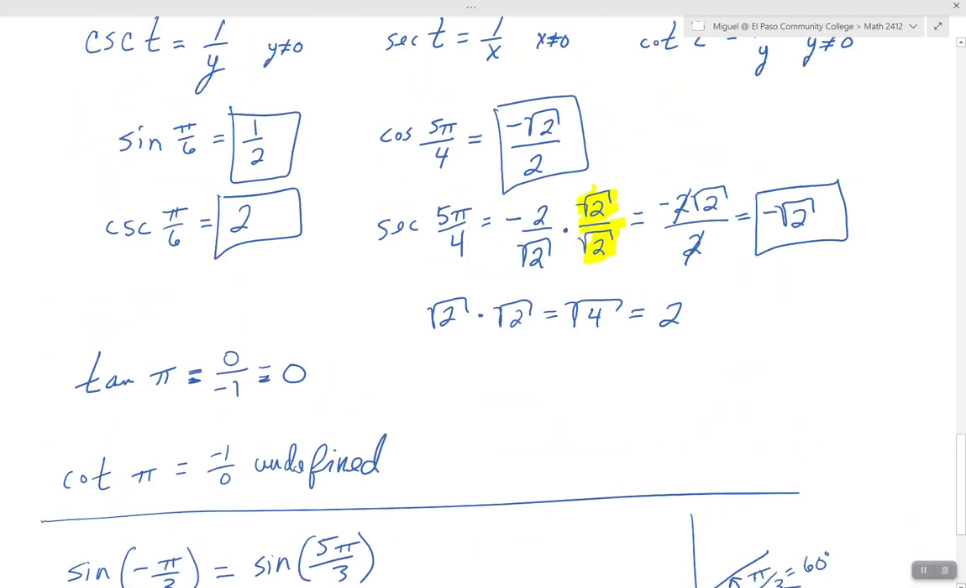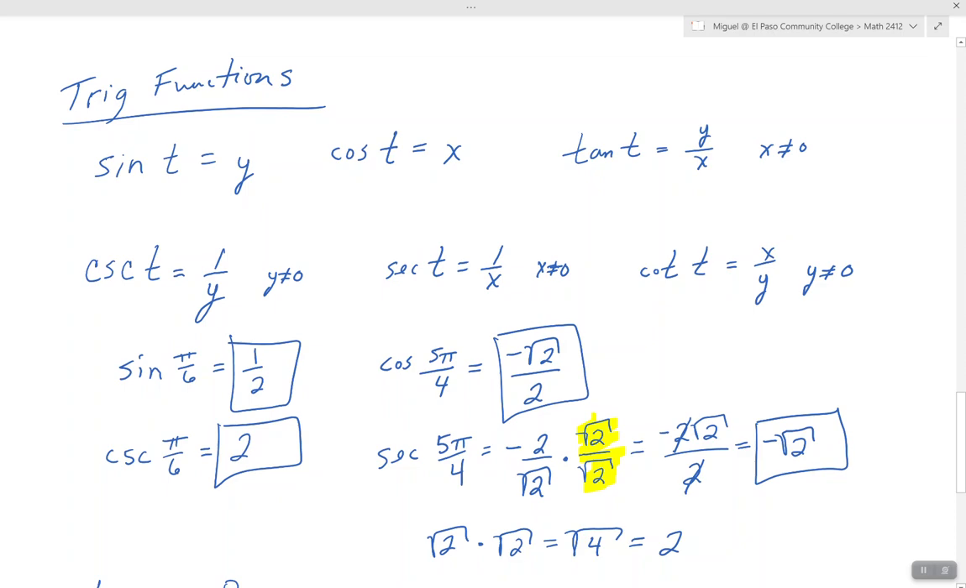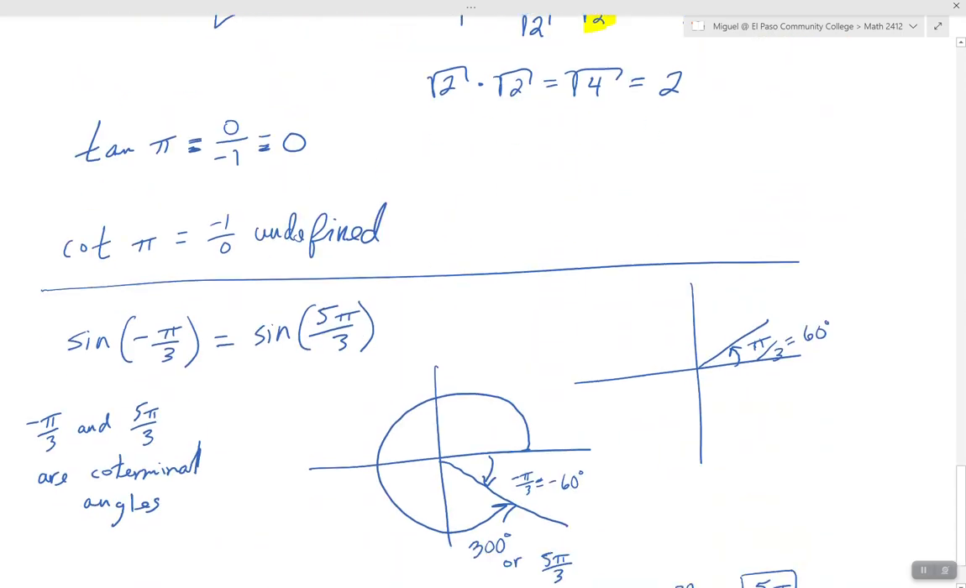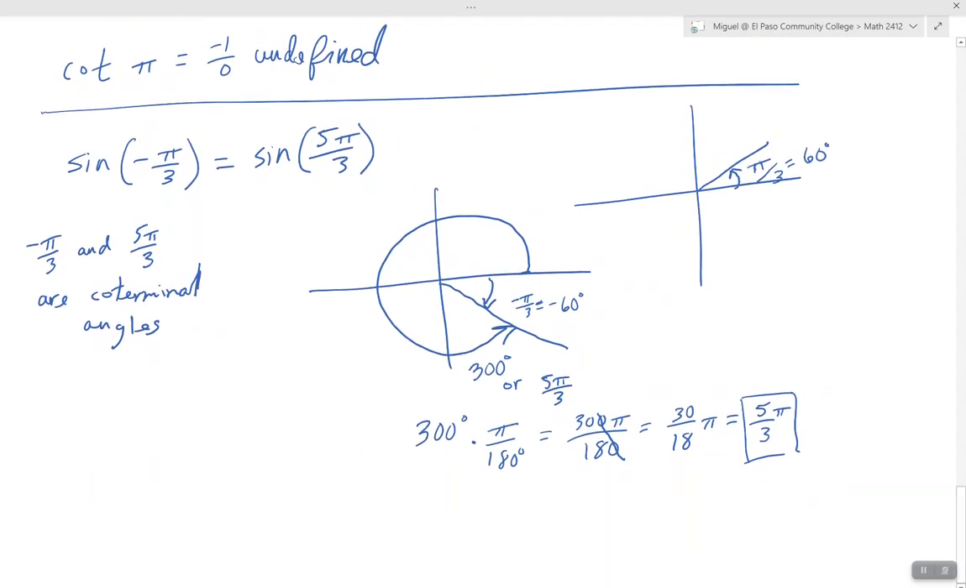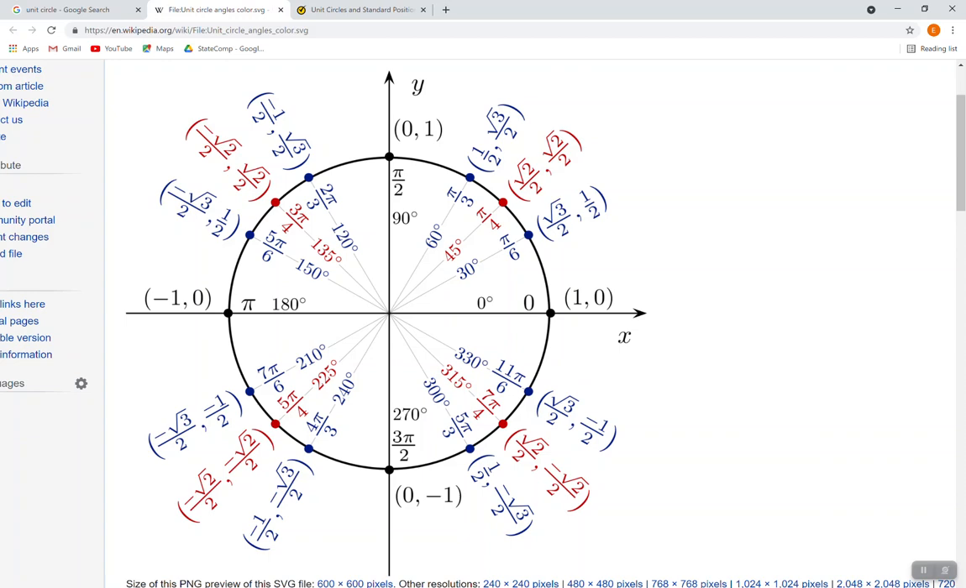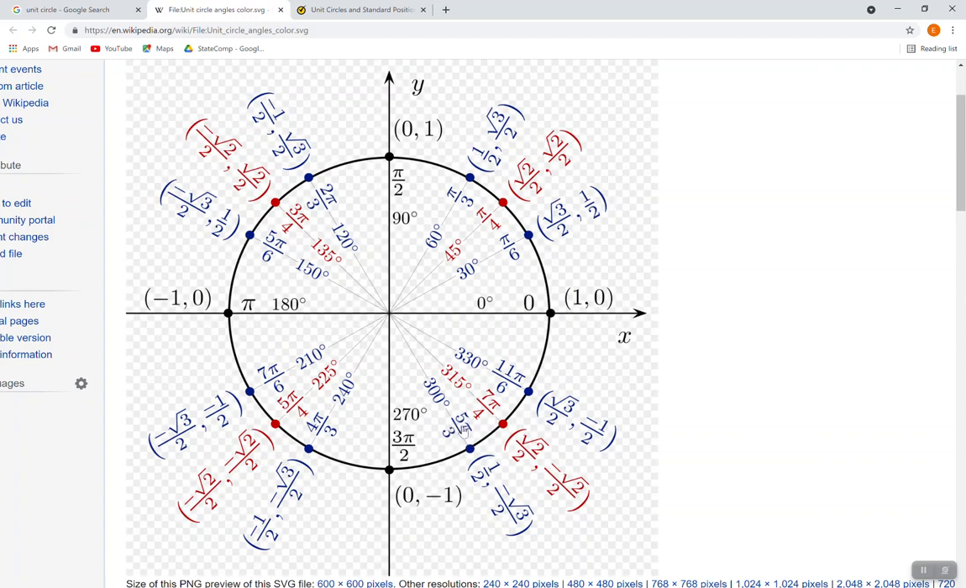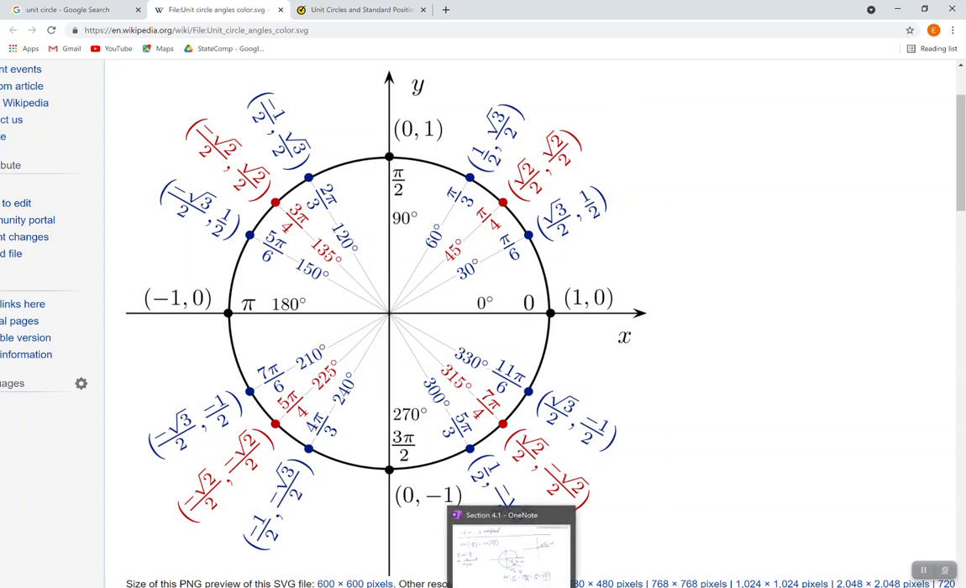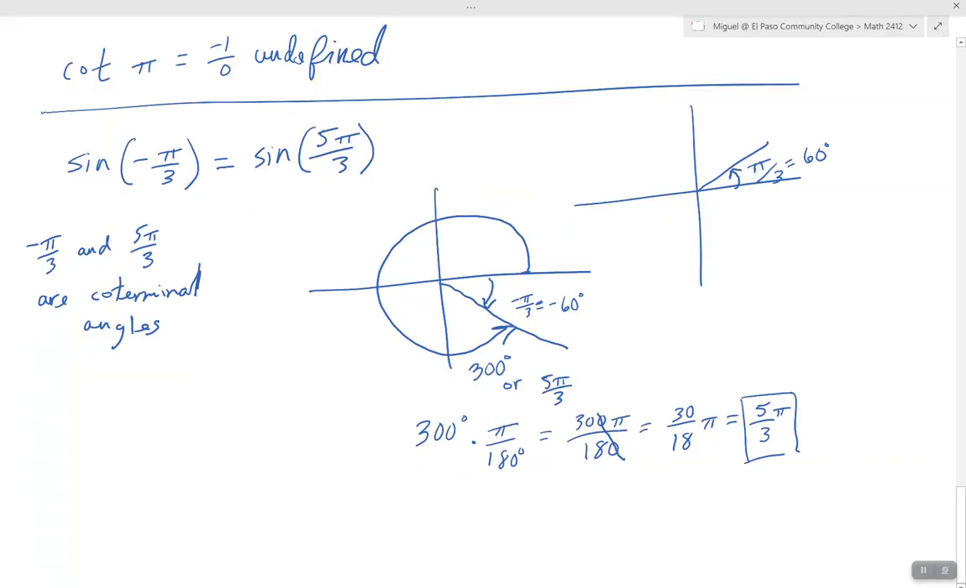And remember, sine is the y-coordinate. So let's see what the y-coordinate is for 5 pi over 3. Negative square root of 3 over 2. Negative square root of 3 over 2.